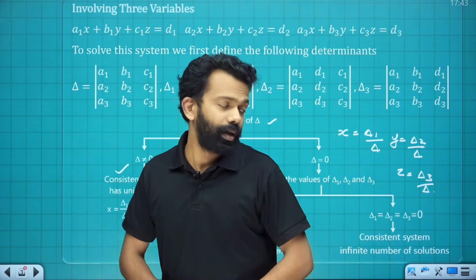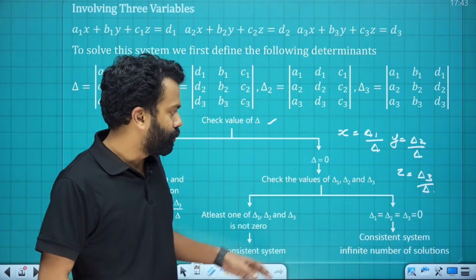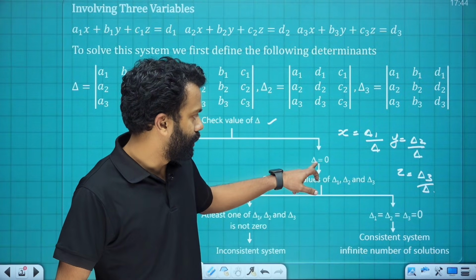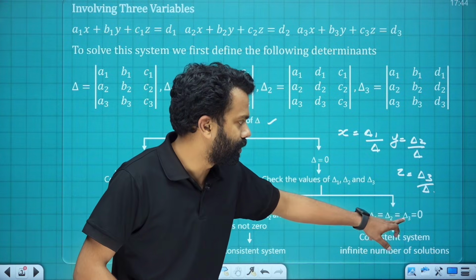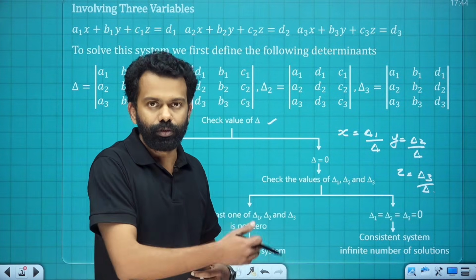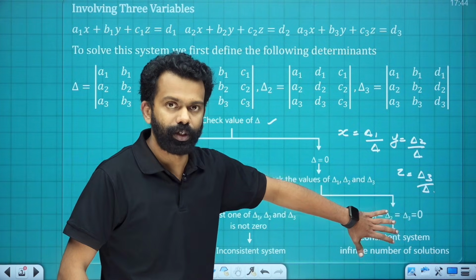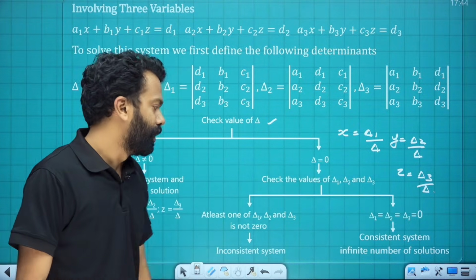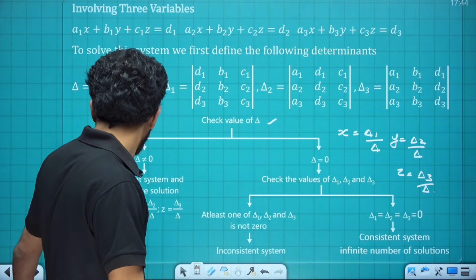Okay, so that will be the case. I hope it's clear. Mostly the questions will be based on this: the determinant is equal to 0 and all of the sub-determinants are equal to 0, that is, infinite number of solutions. The majority of the questions will be asked on this region. Okay, I hope it's clear. Let's move to the next one.